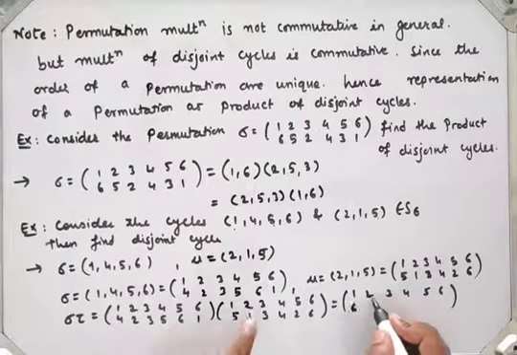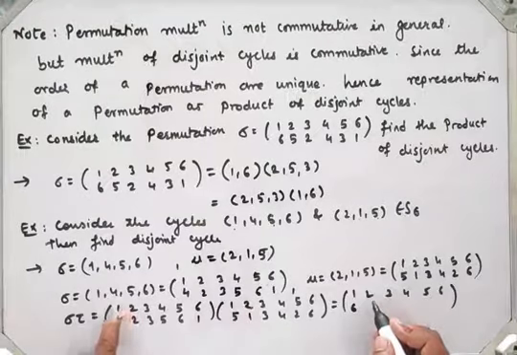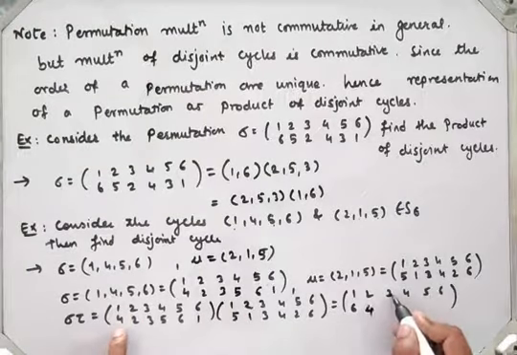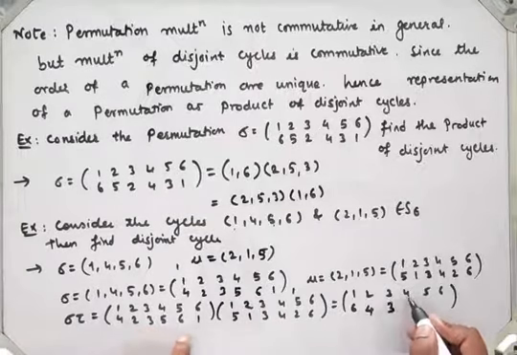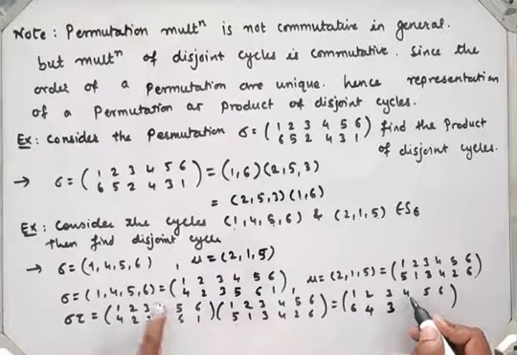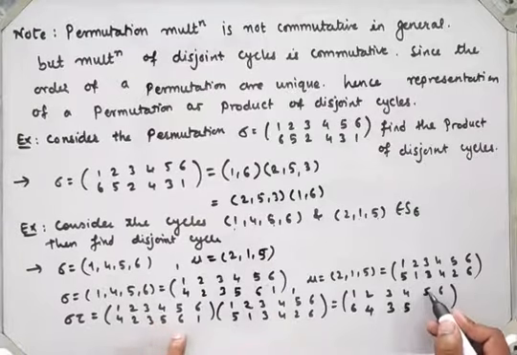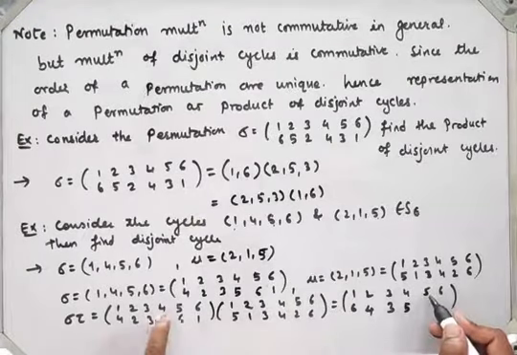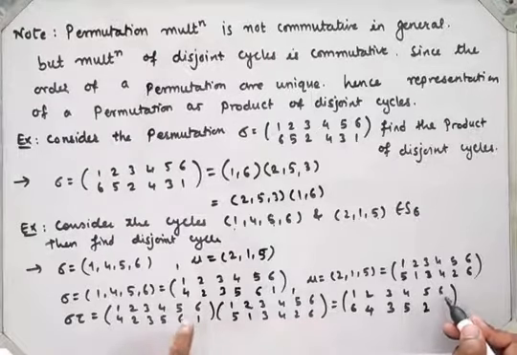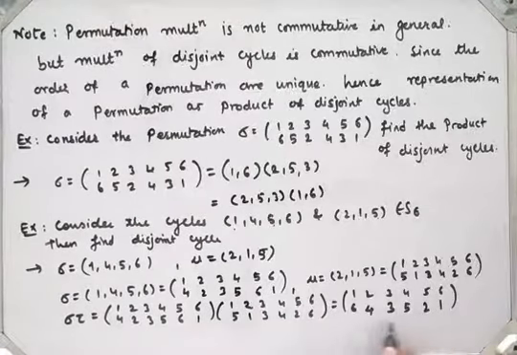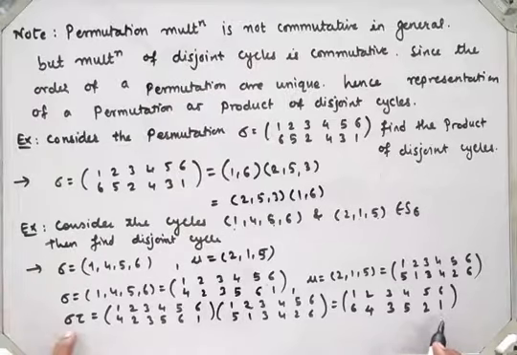Next for 2, 2 goes to 1, 1 goes to 4. Next for 3, 3 goes to 3. Next for 4, 4 goes to 4, 4 goes to 5, 5 goes to 2, 2 goes to 2. Next for 6, 6 goes to 6, 6 goes to 1. So this is permutation sigma tau.